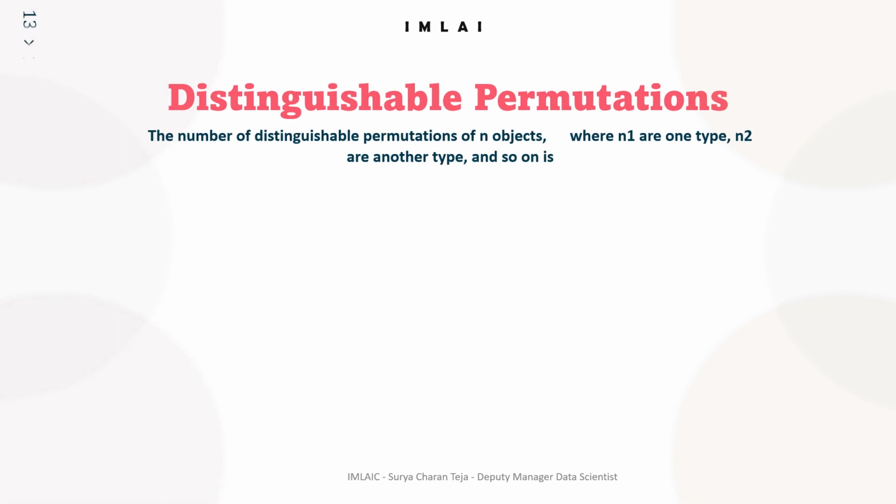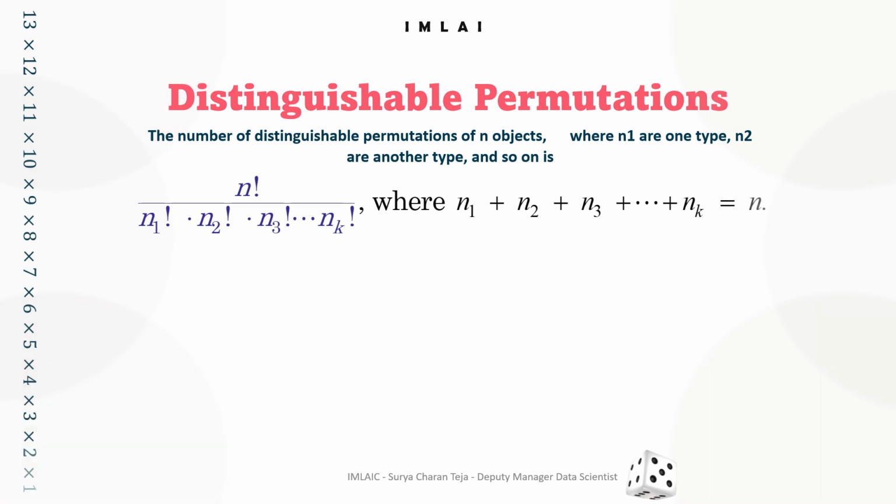Now it's time to see distinguishable permutations. Distinguishable permutations are permutations in which some of the objects being permuted are identical to each other. In other words, if you have a set of objects that are not all distinct, the number of distinguishable permutations of those objects will be smaller than the total number of permutations.